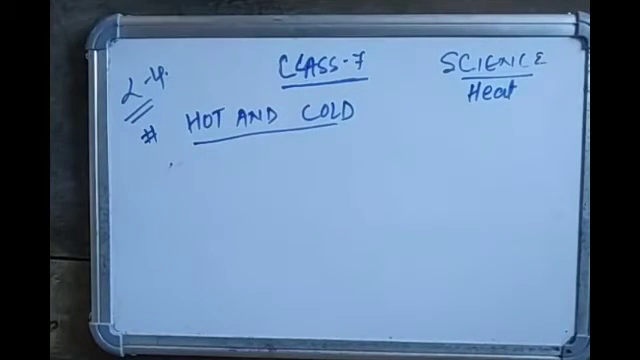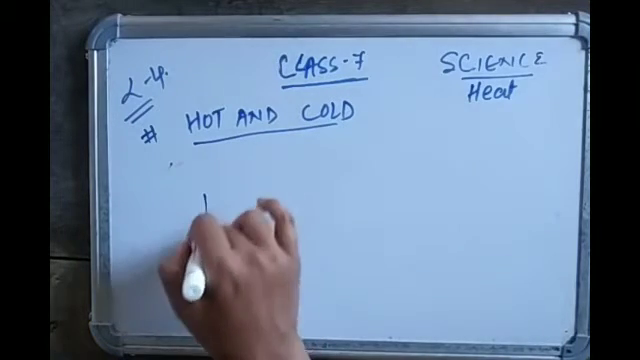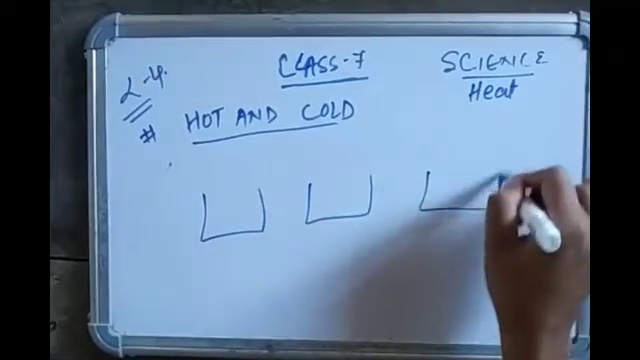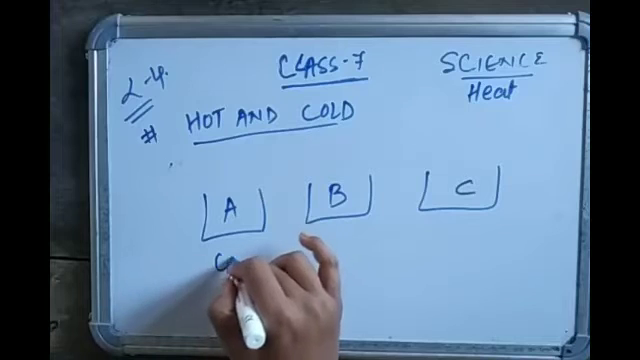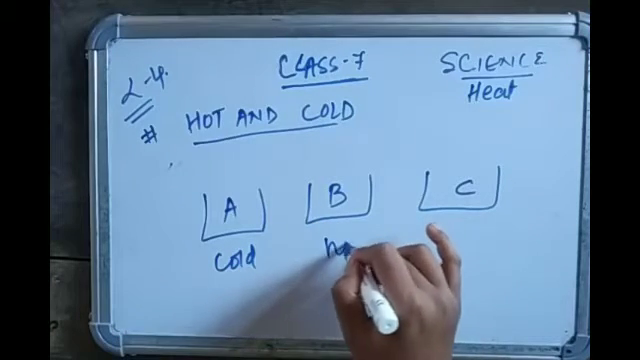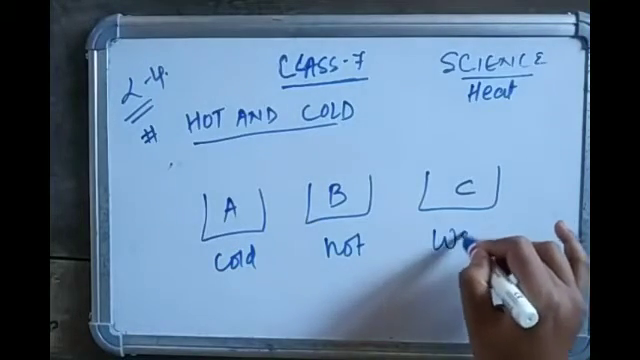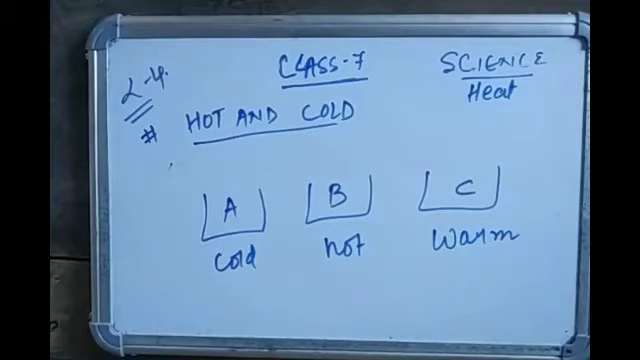One activity is given in your textbook at page number 35, activity 4.1, in which 3 buckets are taken: bucket A, bucket B, bucket C. Container A contains cold water, container B hot water, and container C warm water.